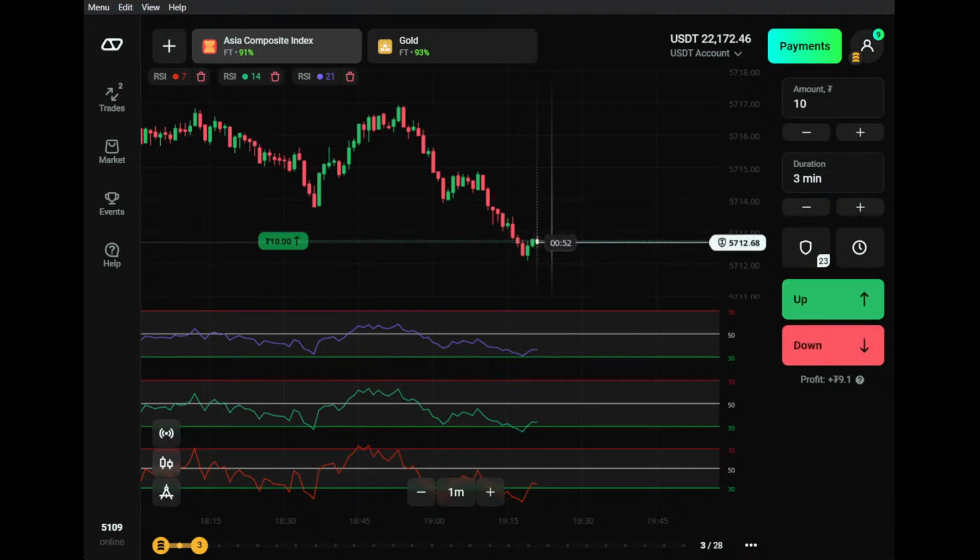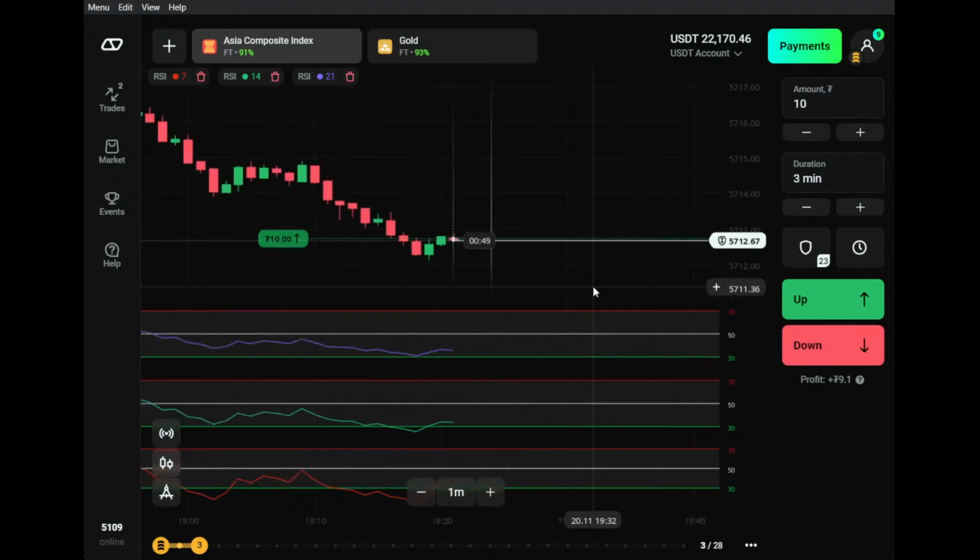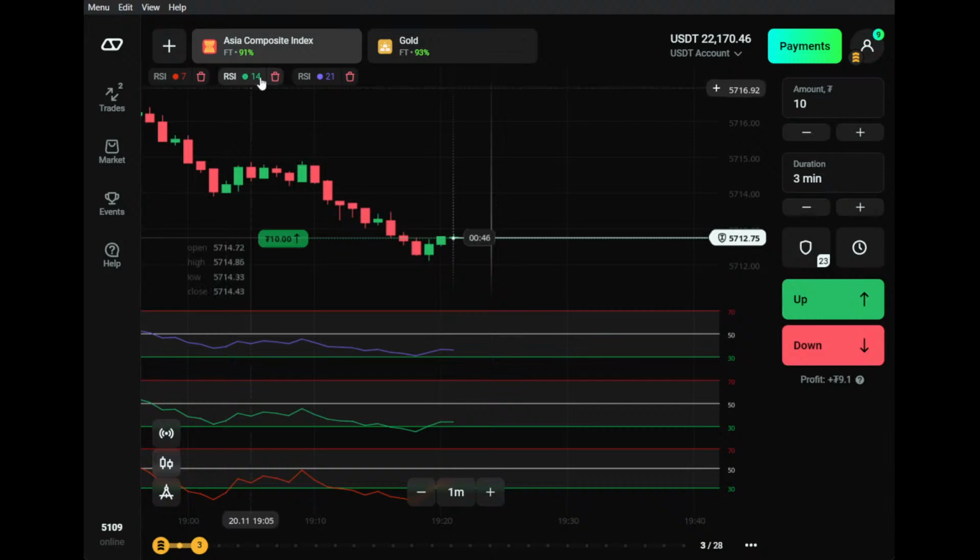Okay, let's make this trade. Let's see how this goes. And this is my last trade for today.